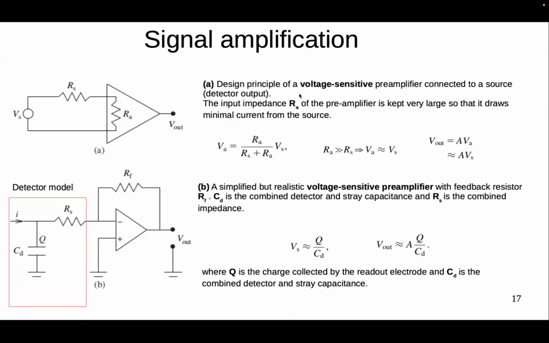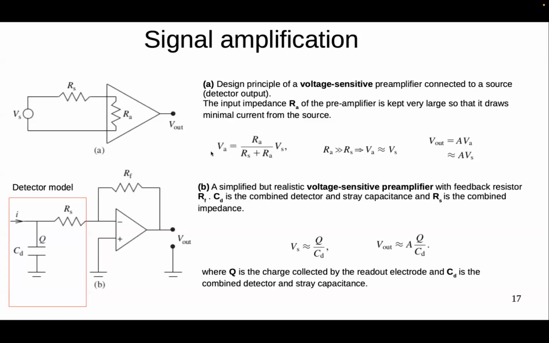The design principle of a voltage sensitive preamplifier is that it is connected to a source or detector output, which is this one here. The input impedance RA of the preamplifier is kept very large, as we saw from the typical or ideal characteristics of an op-amp. So that draws minimal current from the source. We saw that already.